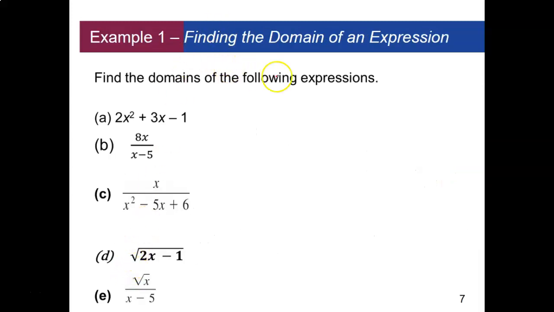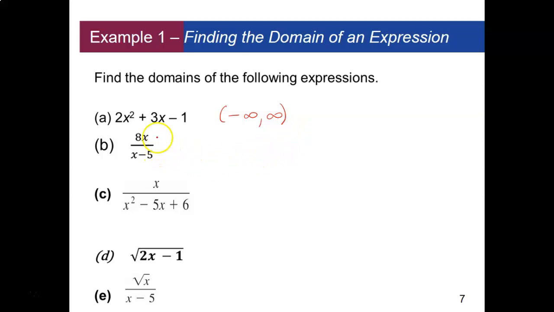Okay, so a few domains for you to look at here that we're going to go through. The first one is simply a trinomial, a quadratic. Anytime you have a polynomial, our domain is going to be all real numbers. So we're going to write it as negative infinity to positive infinity.